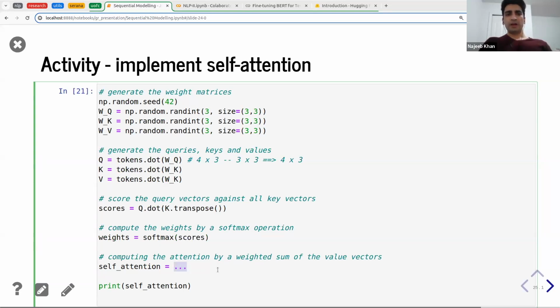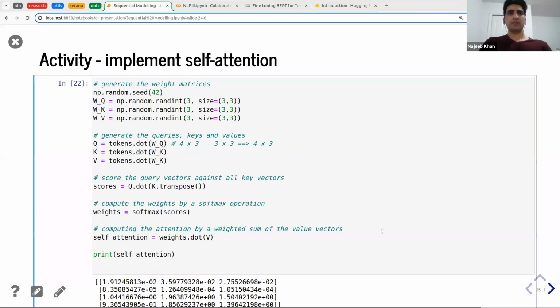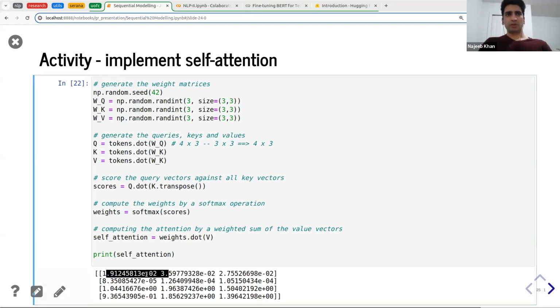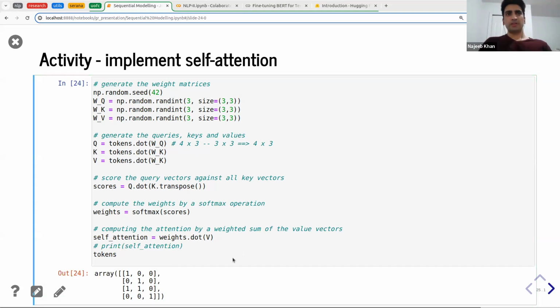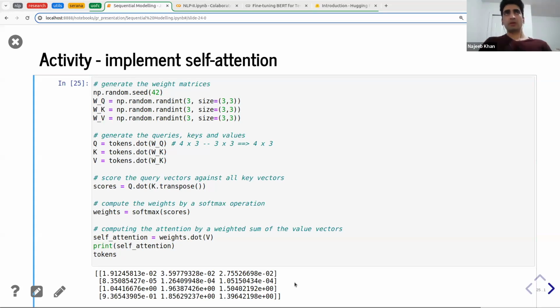And now the final part is we need to take a weighted sum of the values. We can do that by doing another dot product of the weights with the values. And so if I run this, hopefully if I haven't made a mistake, I get the three-dimensional representation, or the three-dimensional attention weights, for each of the input tokens. Here are the input tokens, and here is the three-dimensional attention-based representations of those tokens.